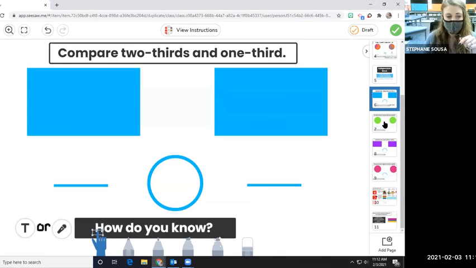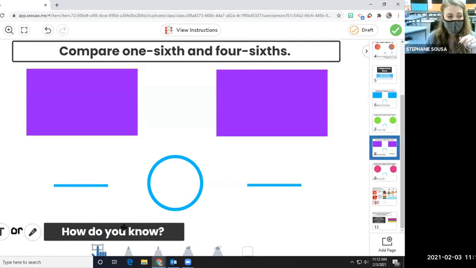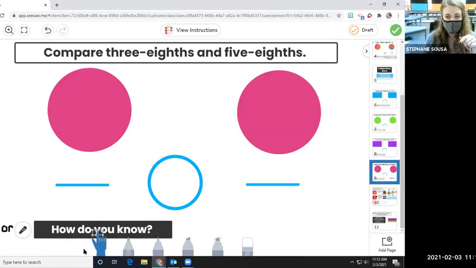You will complete slide 6. Don't forget to explain how you know. You will complete slide 7. Don't forget to explain how you know. You will complete slide 8. Don't forget to explain how you know. And you will complete slide 9. Don't forget to explain how you know.